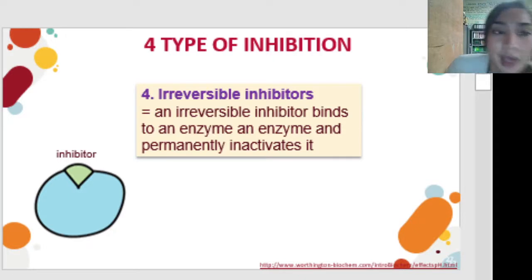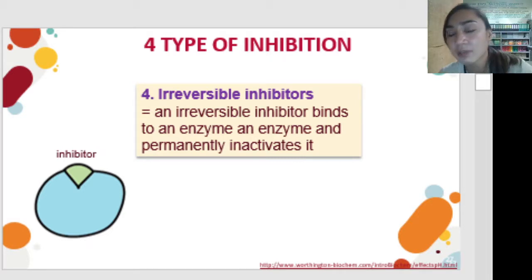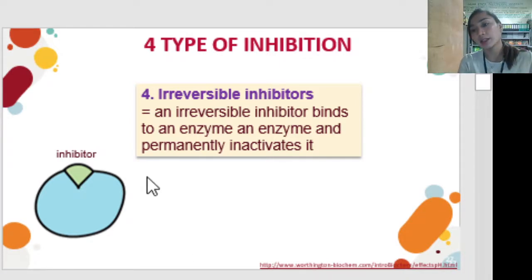Okay, and of course, we have the last type of inhibitor, which is an irreversible inhibitor. So, ang irreversible, ibig sabihin hindi mo na maibabalik, no? It's a molecule that permanently inactivates the enzyme. So, dito kung makikita nyo, total blockage na siya. And it will no longer be able to accept any substrate at all.